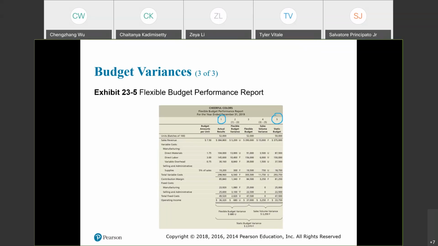Column 4 is the sales volume variance. The differences arise only because Cheerful Colors sold 52,000 batches of crayons rather than the 50,000 batches it planned to sell. The last column gives the static budget for 50,000 batches expected to have been sold in 2019. Cheerful Colors budgeted earnings of $33,750 before the budgeting period began.